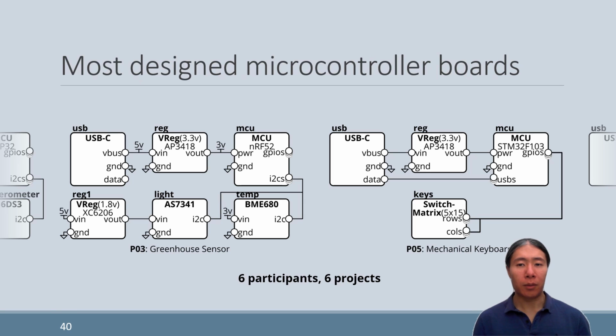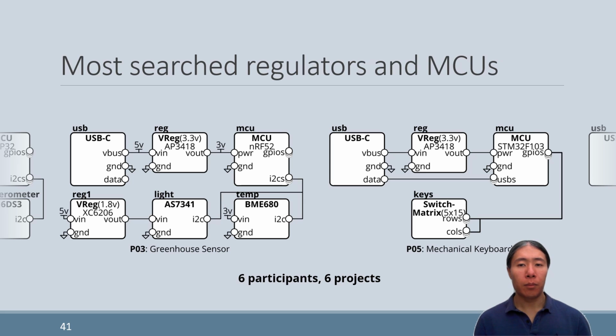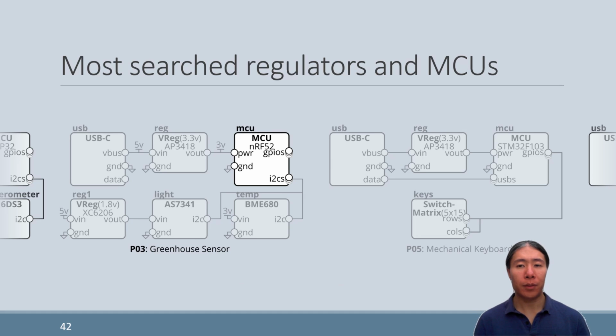Participants had a wide variety of projects, including internet-connected sensors and interactive devices. These generally followed the tutorial's architecture with the USB port, voltage regulator, and microcontroller. Most participants conducted searches across regulators and/or microcontrollers to find compatible parts. Sometimes, they brought their own knowledge to the table. For example, here, choosing the NRF52 for its energy efficiency.